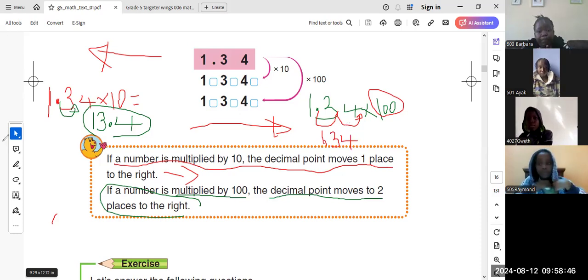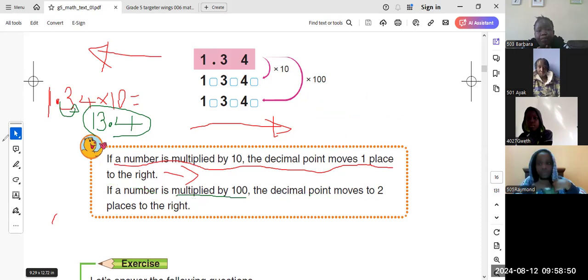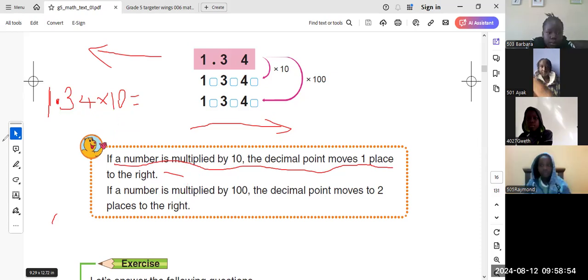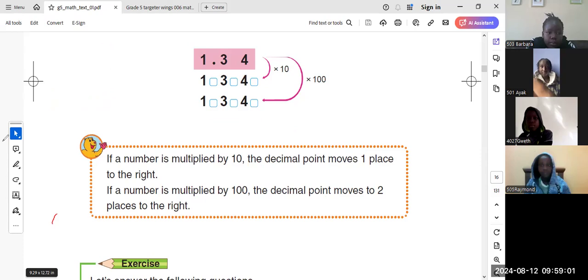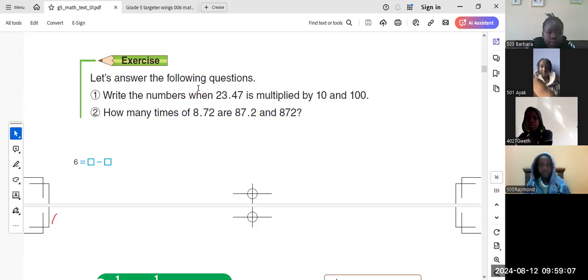If you are to multiply a number by 1,000, then the decimal place will have to move 3 places to the right. Always the decimal moves to the right, not to the left. Now, let's answer the following questions. Write the numbers when 23.47 is multiplied by 10.